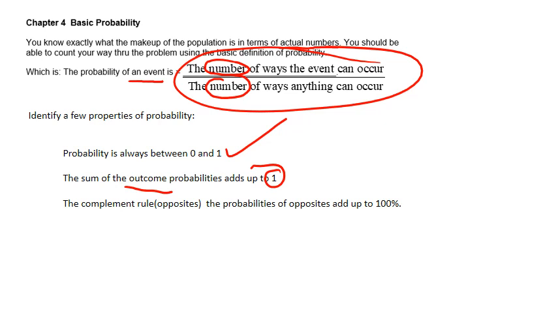And then another rule that we like to look at and keep in mind is what I call the complement rule, or opposites. The probability of opposites adds up to 100%. So if 40% of the students are taking math, we know 60% are not taking math because those two things are opposites. Got it?